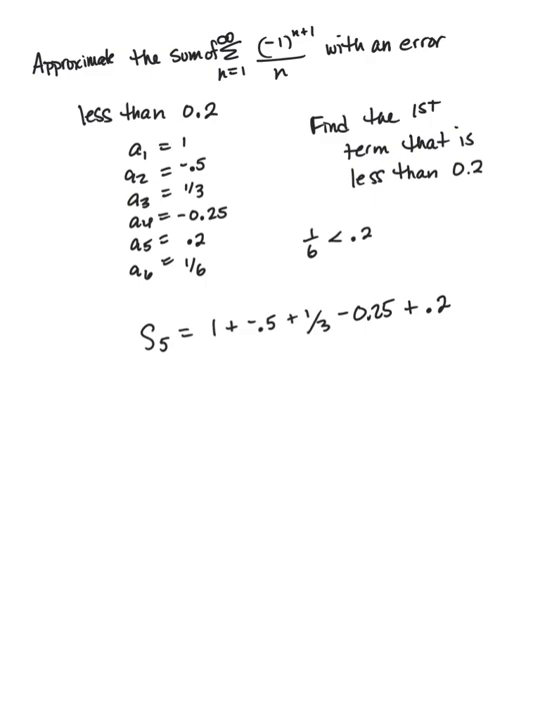You have to write out the terms of the sequence, not the sequence of partial sums, just A1, A2, etc., until you find the first one that is within that error.